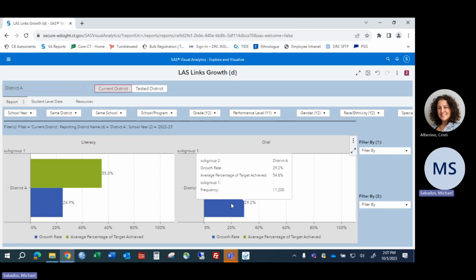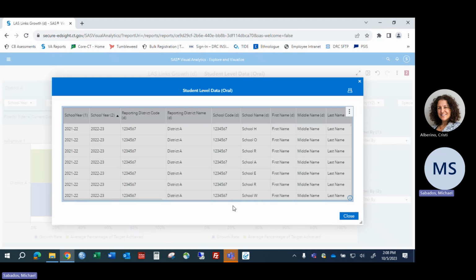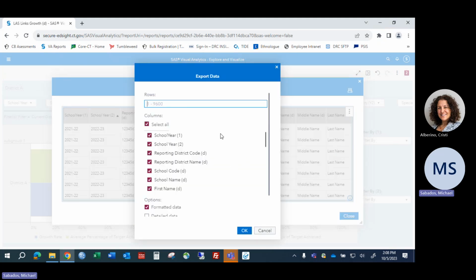Just stepping back for a second, hovering over any portion of a graph in EdSight Secure provides you additional information. You see the metrics that are provided, but you also see the frequency of the students included behind any metric. And let's say you want to know who these specific students are. You can just double click on any portion of any graph in EdSight Secure, and you get the list of students who are included. If you wanted to print that, you can select print object and print out the list, or you can choose to export the data to get an Excel workbook downloaded to your computer, and specifically your download folder, with the information on who these students are.